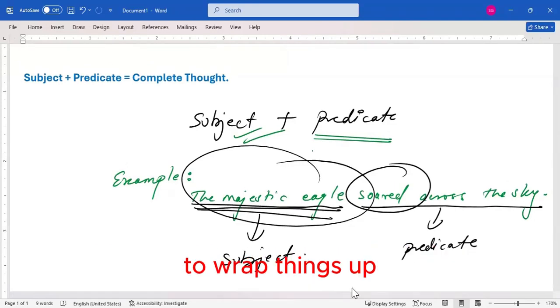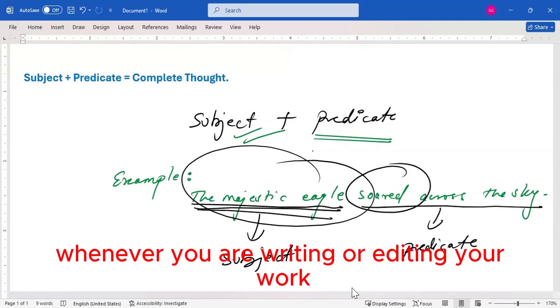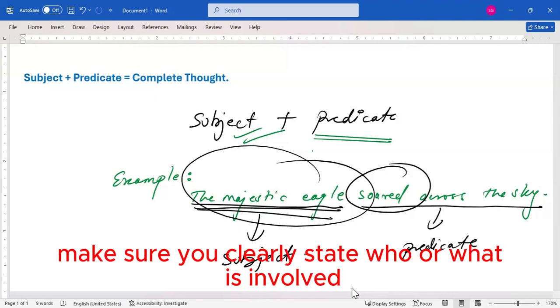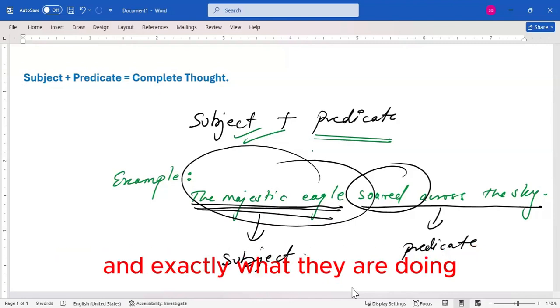To wrap things up, whenever you are writing or editing your work, ensure every sentence has its dynamic duo. Make sure you clearly state who or what is involved and exactly what they are doing.